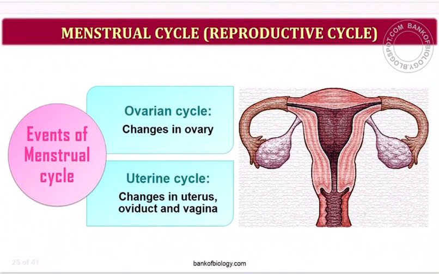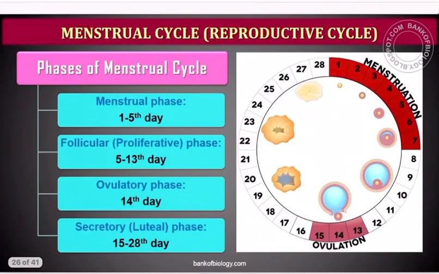Now the duration of this, as I said, is 28 days, plus or minus 2, depending upon the hormonal content. The menstrual cycle is also seen in other primates. What are the major events? Mainly the ovarian cycle and the uterine cycle. The ovarian cycle is the changes that take place in the ovary. You have a left ovary and a right ovary in the abdominal cavity. The uterine cycle is the changes that take place in the bag-like structure, the uterus, and in the canal, the vagina.